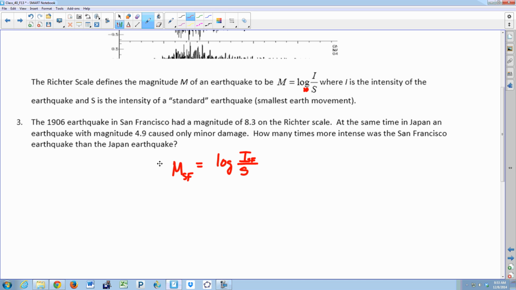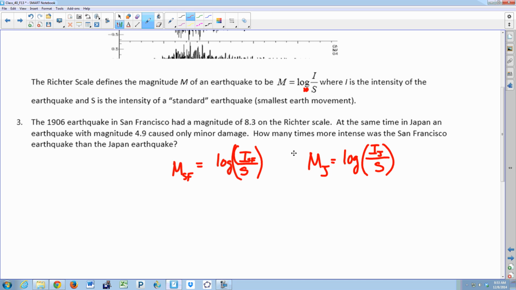That's one of the pieces we're trying to solve for. And the other one would be the magnitude of the Japanese earthquake, which happened at the same time. That would be measured by the Japanese intensity over this standard intensity, this reference value. So right now, all I can do is fill in what the magnitude of each of these earthquakes are, because that's given right here.